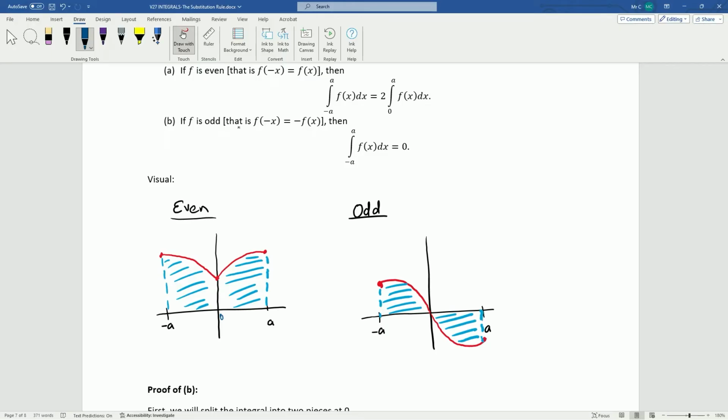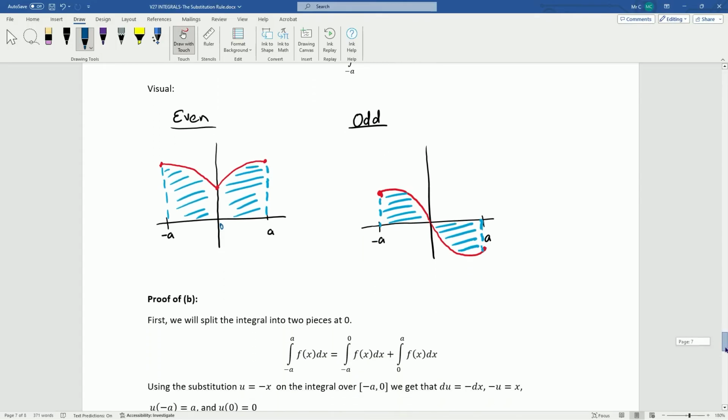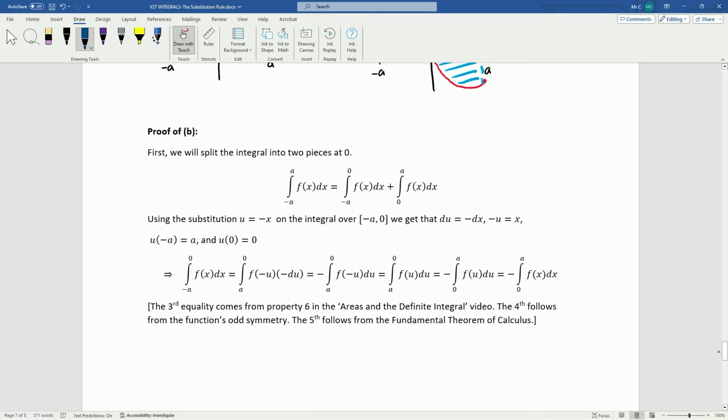We're going to actually look at the proof for part b, but I think this visual justification should make it pretty clear. First, we're going to split the integral into two pieces at 0. We'll write our integral from negative a to a of f of x dx as the integral from negative a to 0 of f of x dx plus the integral from 0 to a of f of x dx.